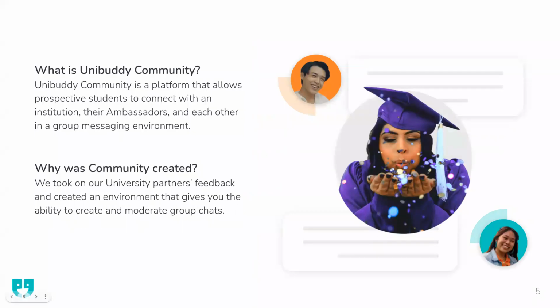What is Unibuddy Community? Unibuddy Community is a product that allows prospective students to connect with institutions, their ambassadors, and each other in a group messaging environment. We took on our university partners' feedback and created an environment that gives you the ability to create and moderate group chats. The community group chat feature allows any invited prospects and ambassadors to browse a list of group chats and join freely.